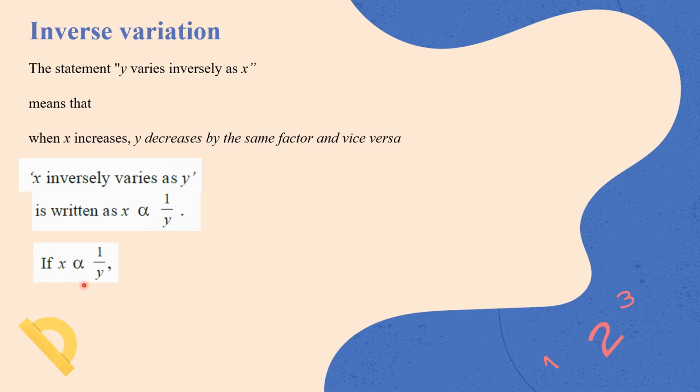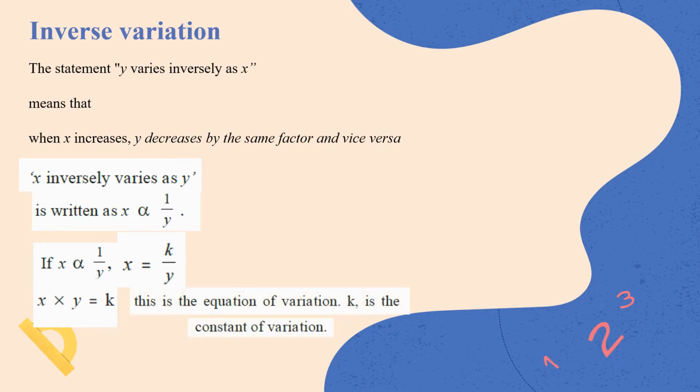Now, if x is inversely proportional to y, it's written as x is inversely proportional to 1 upon y. And in the form of an equation, this is written as x is equal to k upon y. If we take y on the other side, this will become x into y equal to k. This is the equation of variation, and k is called the constant of variation.